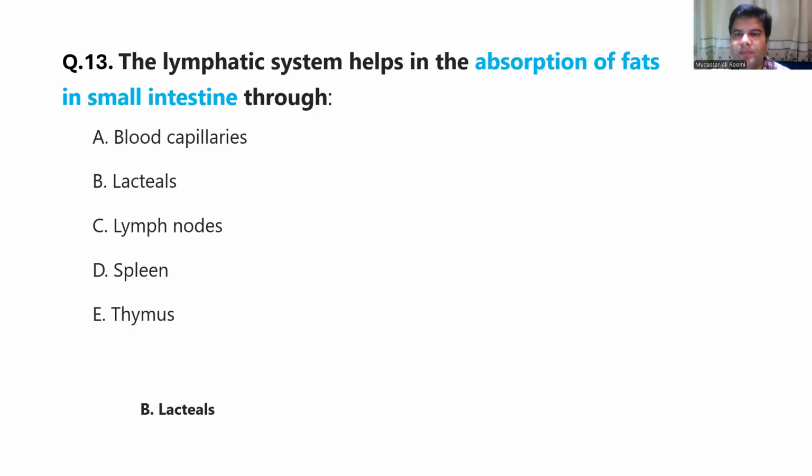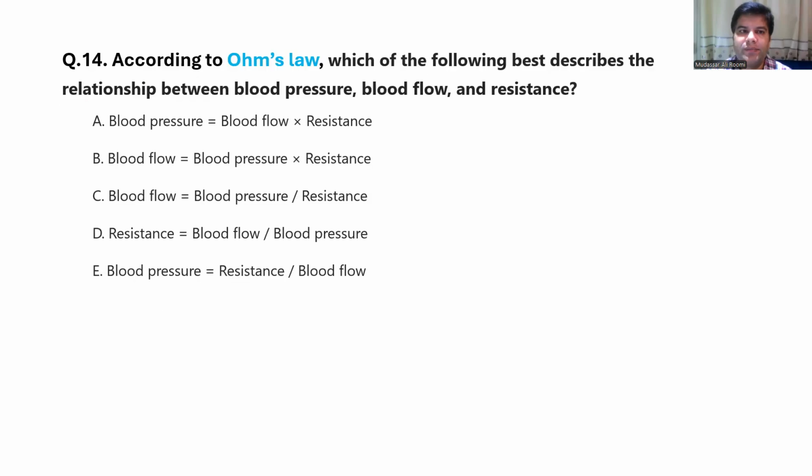These are responsible for absorbing large molecules of fats. Please mind that the digestion products of carbohydrates and proteins are absorbed by the blood capillaries because they are small in size. But the digestion products of most fats are large molecules, so they are not absorbed by blood capillaries. Rather, they are absorbed by lymphatic capillaries, which we call lacteals.